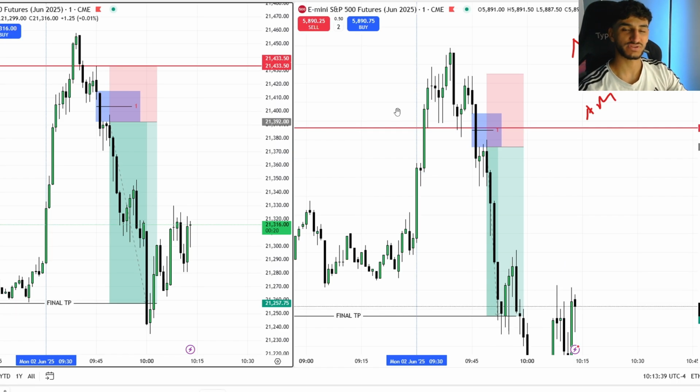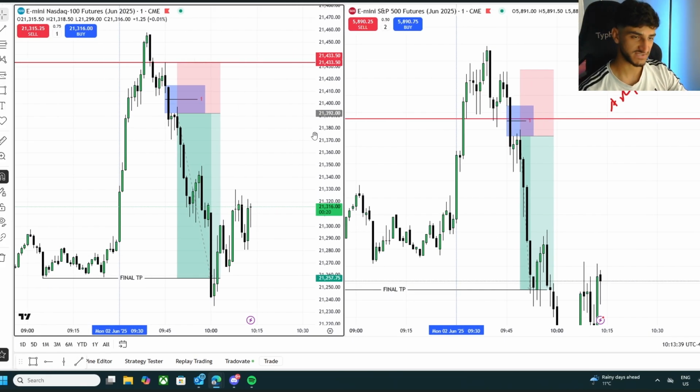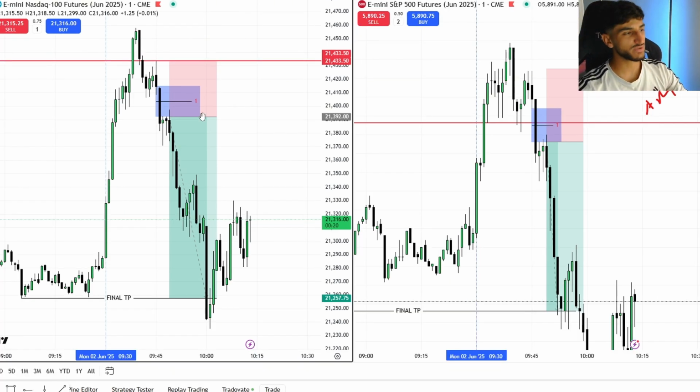Now, before we get into the next step, I do want to look at the right hand side, which is the S&P 500. We always have to have correlating assets. A key factor in order to have a high probability trade is having correlating assets. It's very, very important. What I mean by that is what NQ is doing, ES should be doing also. So we did sweep that buy side liquidity level, and so did ES.